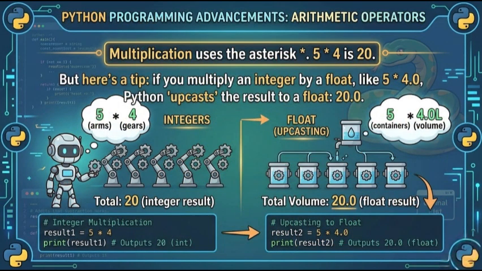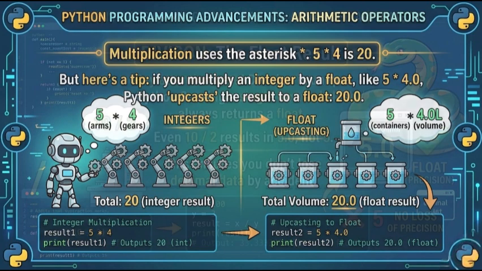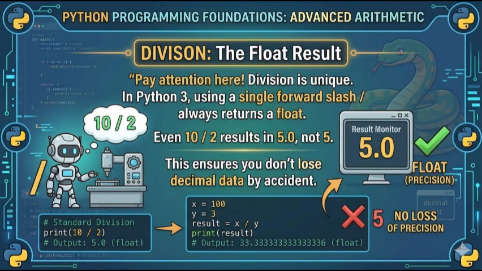Multiplication uses the asterisk, the star. 5 times 4 is 20. But here's a tip, if you multiply an integer by a float, like 5 by 4.0, Python upcasts the result to a float, 20.0. Pay attention here. Division is unique. In Python 3, using a single slash always returns a float. Even 10 divided by 2 results in 5.0, not 5. This ensures you don't lose decimal data by accident.